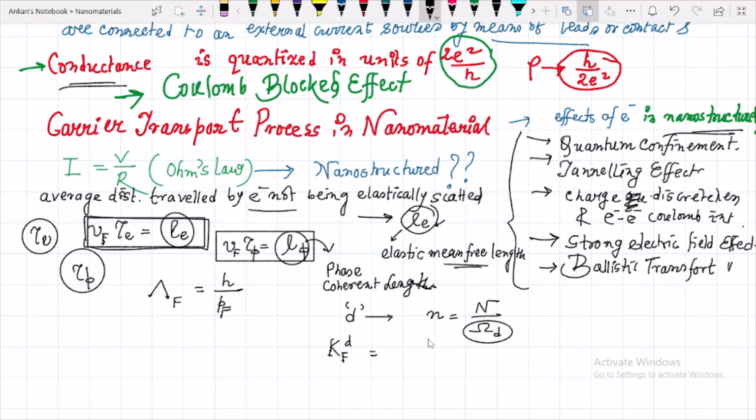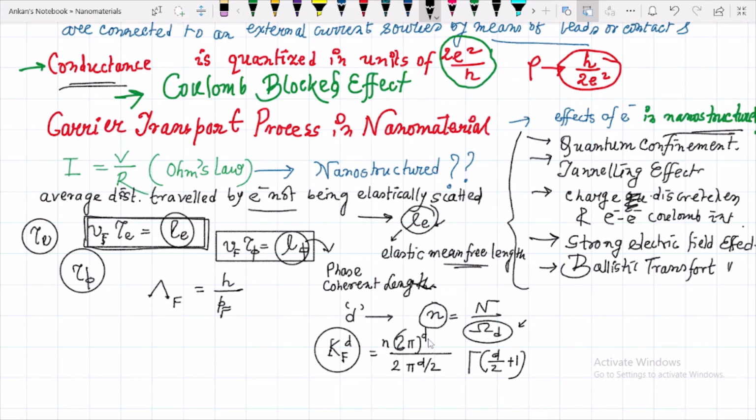That is k_F, the Fermi wave vector corresponding to d dimension, which is equal to (2 pi)^d, 2 pi to the power d by 2 over gamma of d by 2 plus 1, also equal to n, where n is equal to capital N, the total number present in the d-dimensional structure, divided by the volume, similar to the volume phi d term.